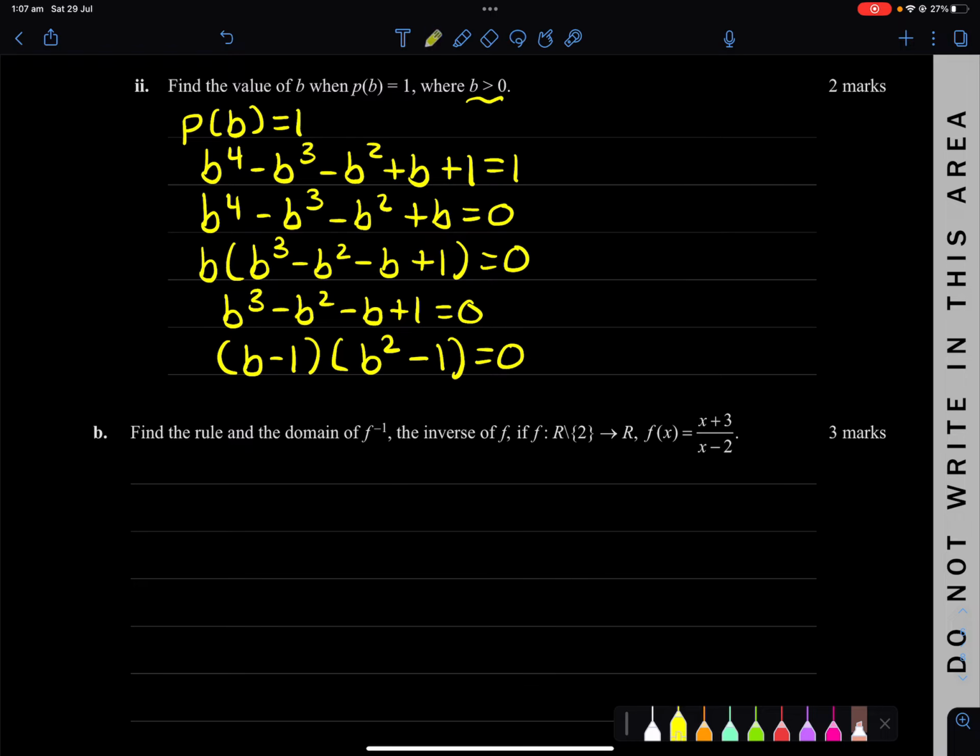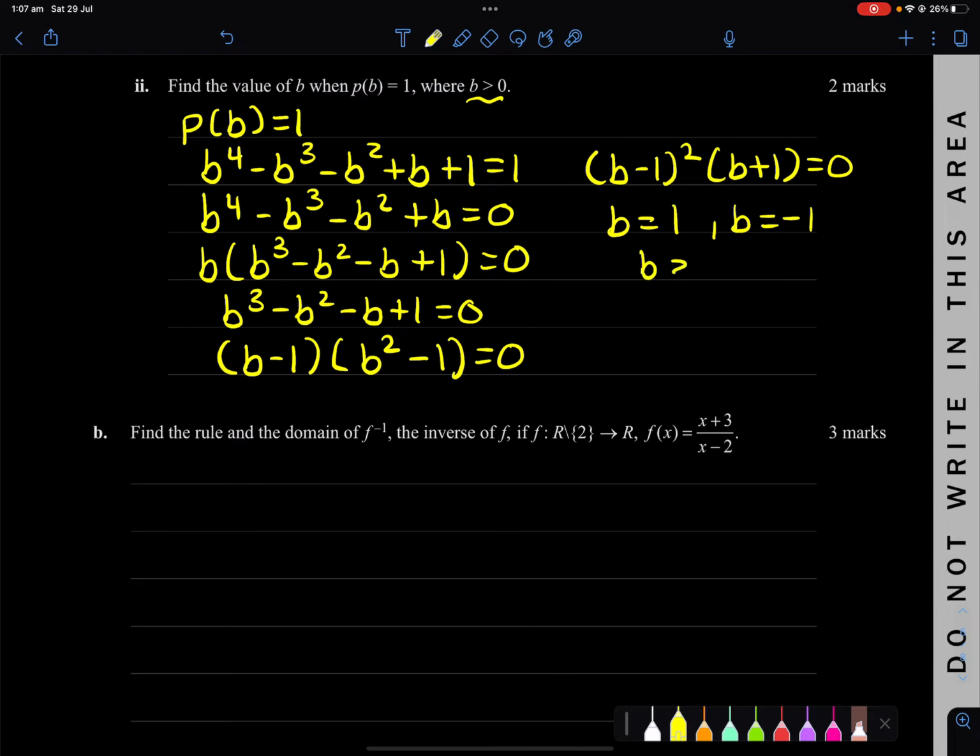So your answers will be b minus 1 squared times b plus 1 equals 0. So b is equal to 1 or b is equal to negative 1. But b is greater than 0, so therefore b is equal to 1 only. Okay.